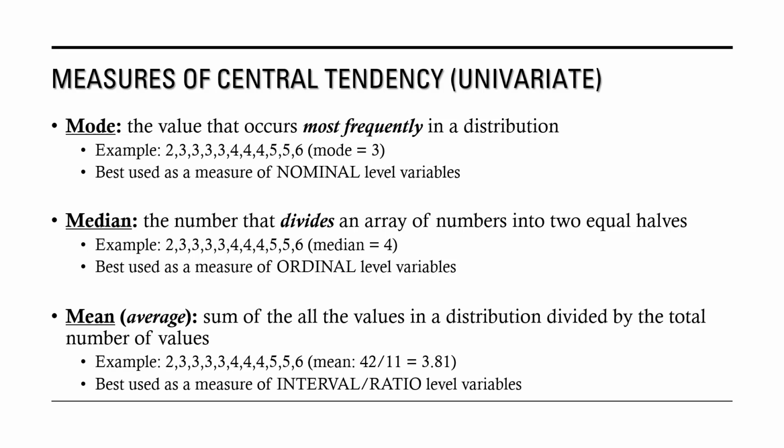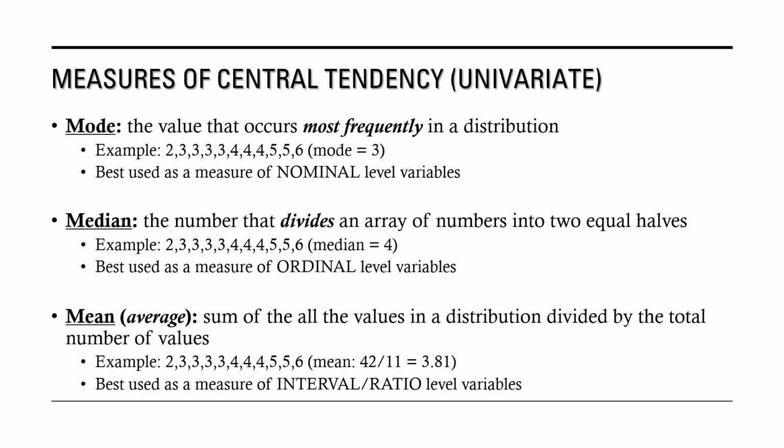Now, researchers will choose to use the mode if they have a variable that is at the nominal level of measurement. Okay, so if you have a variable at the nominal level of measurement, if you want to report the measure of central tendency, use the mode. Report the value that pops up the most frequently.